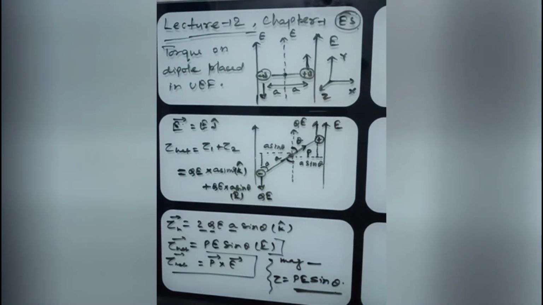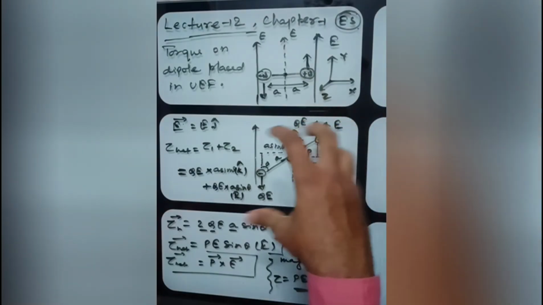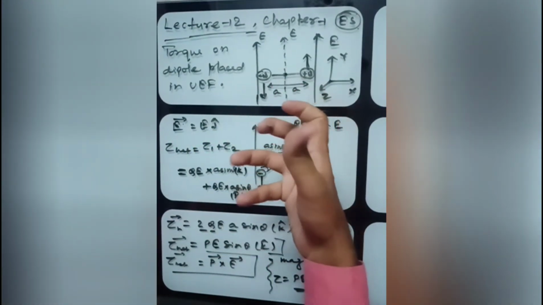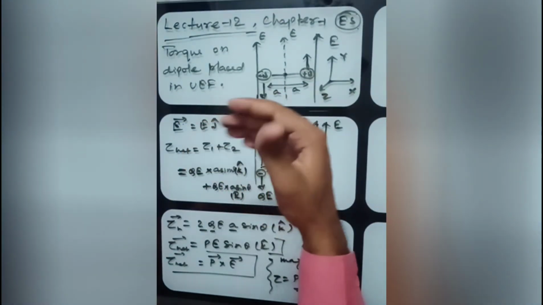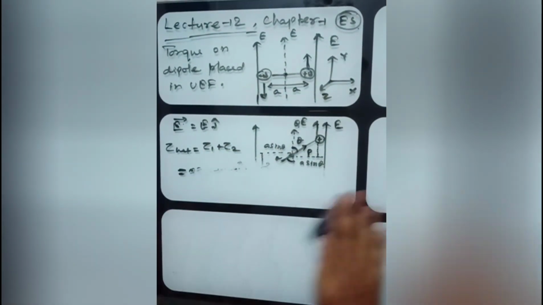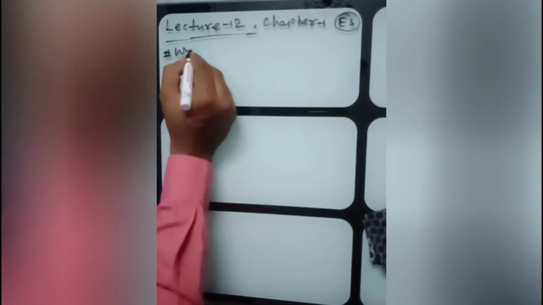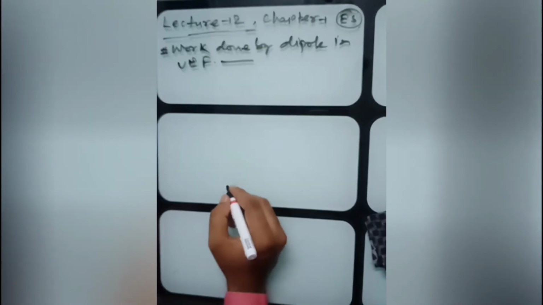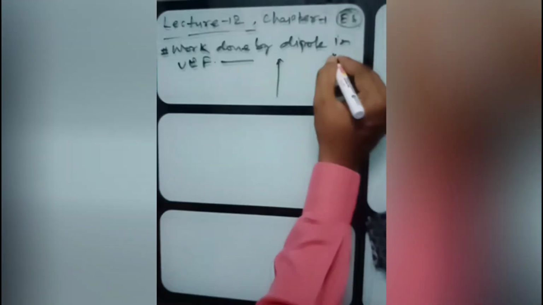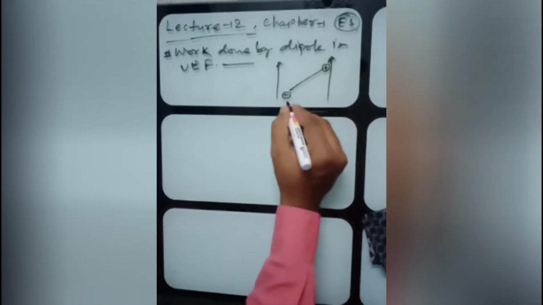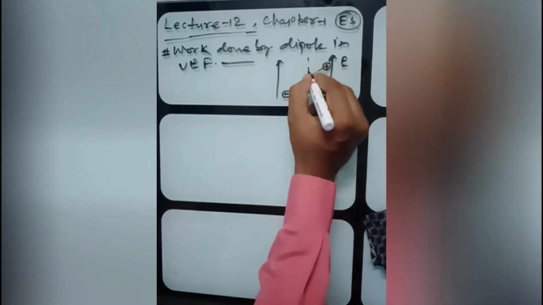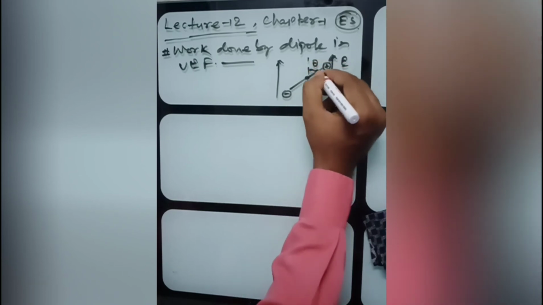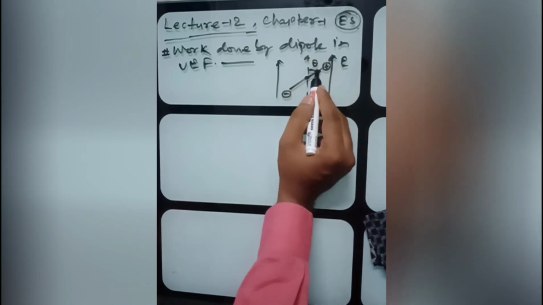This is the magnitude. Now students, if you are asked to find the work done in rotation of this dipole, how much work is done by the dipole in rotating, or how much work will be done by the external agent, you can also find that work done. That is not very tough. Here, work done by a dipole in a uniform electric field. Suppose the dipole is rotated, and theta is the angle with the dipole moment, so the angle between P and E is theta.